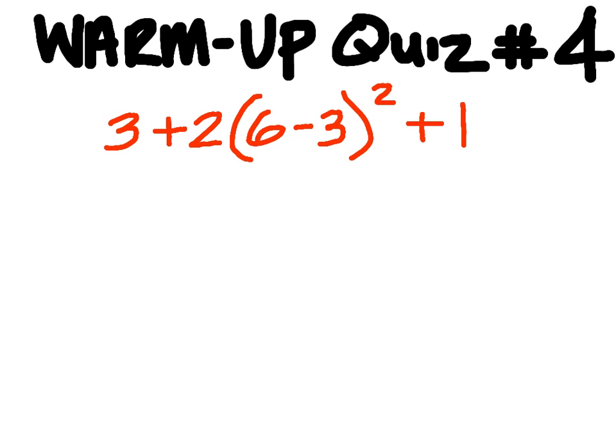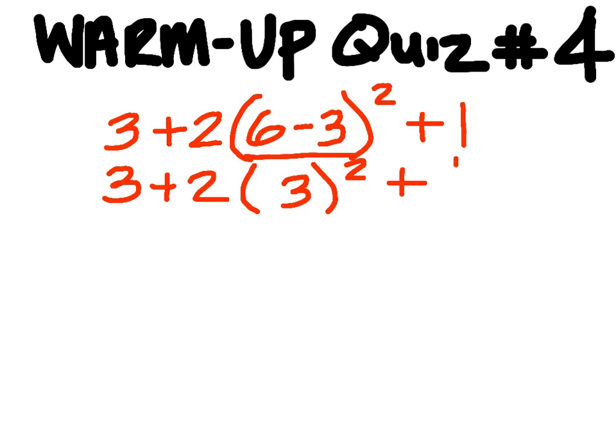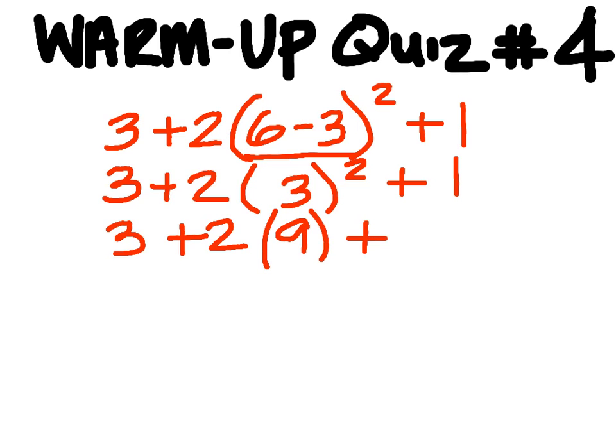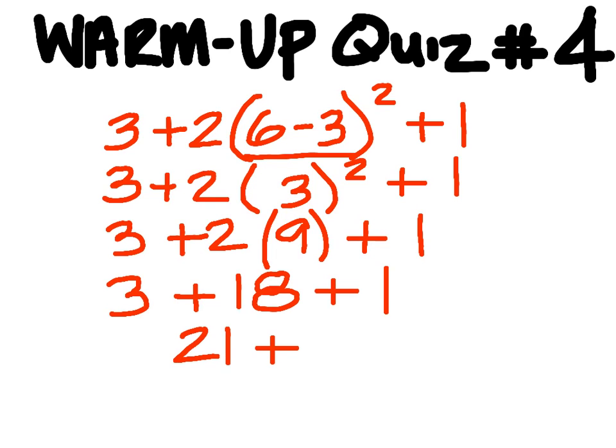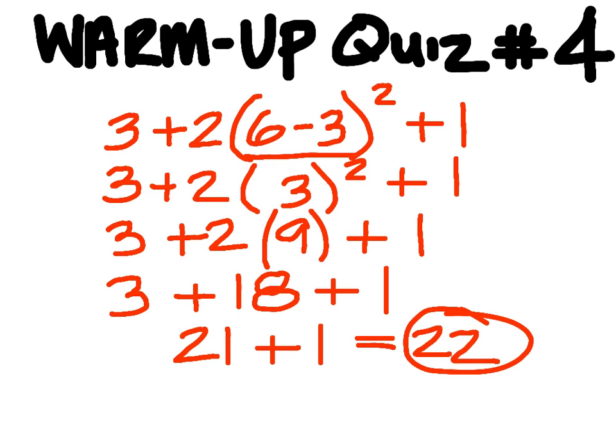Here is the solution. Go to the parentheses first and do 6 minus 3. That is 3. And then back to those parentheses to do 3 squared. 3 squared is 3 times 3. It's not 3 times 2. It's 3 times itself, which is 9. And then do the 2 times 9, which is 18. 3 plus 18 is 21. Plus 1 is 22. Last one.